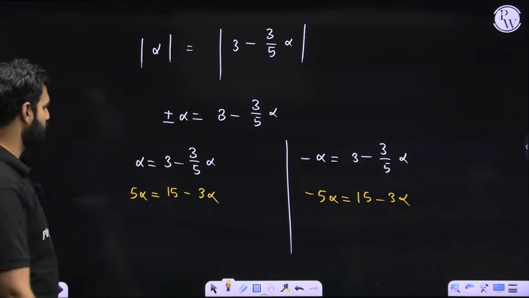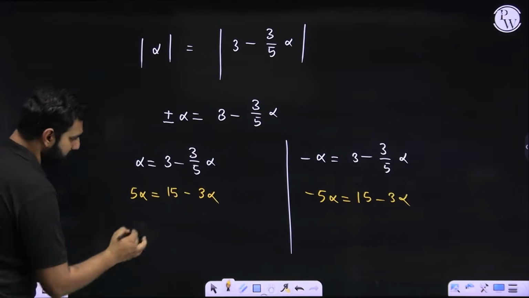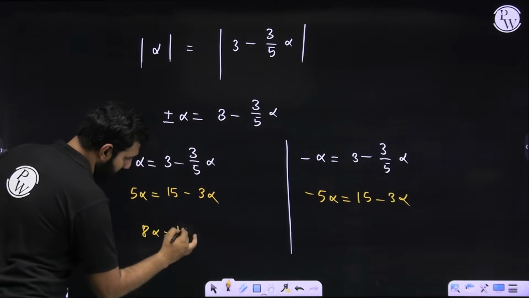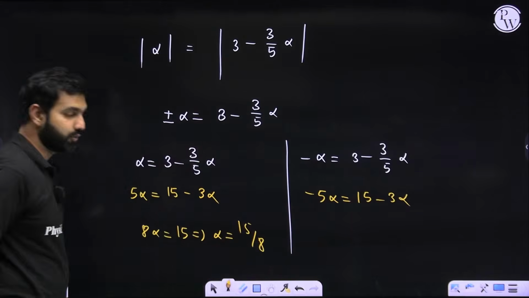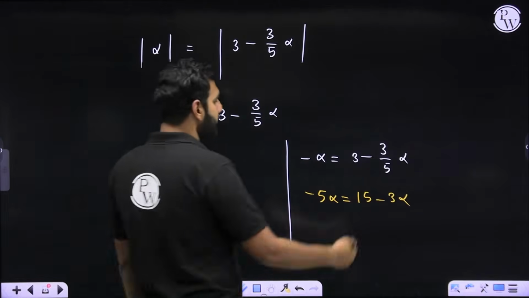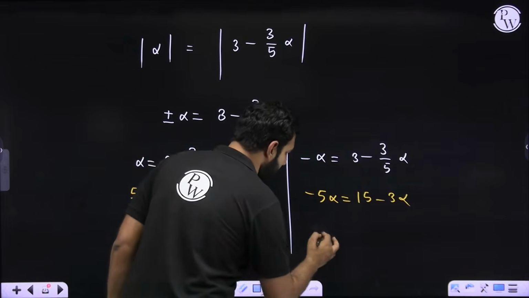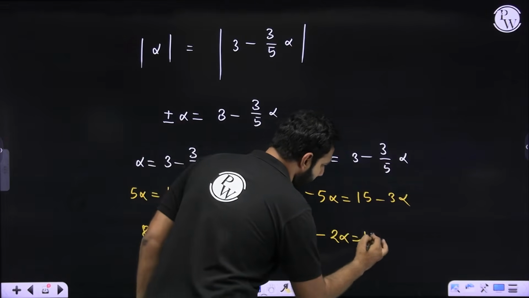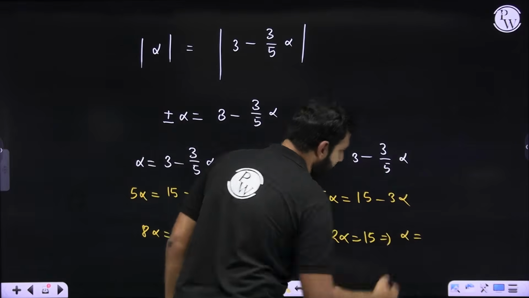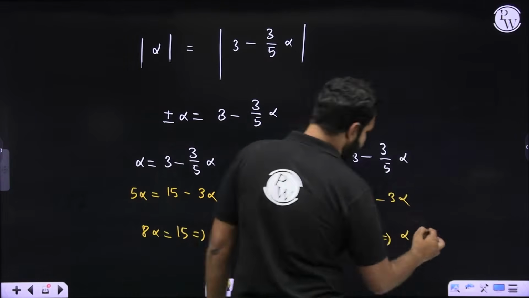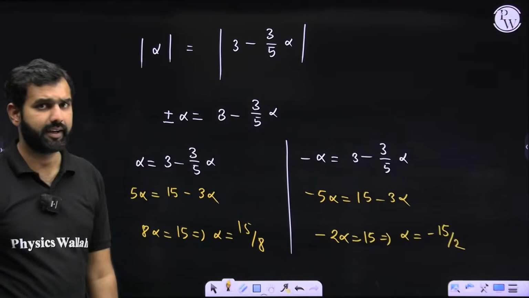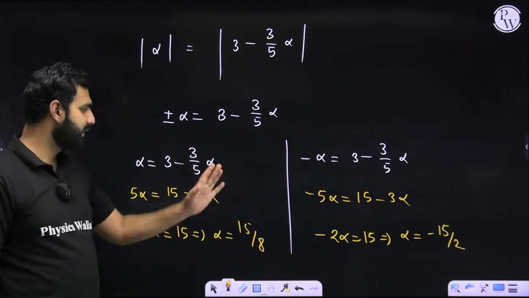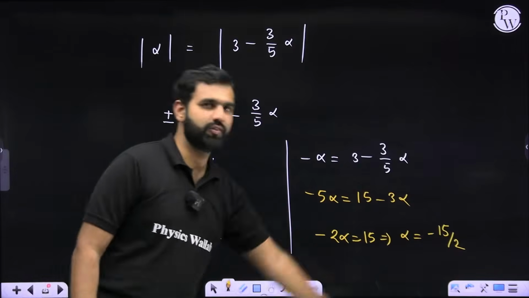I hope there is no confusion on that. 3 alpha when brought here becomes 8 alpha, which is equal to 15. And from here, I get alpha as 15 by 8. I hope there is no doubt on that. When I bring 3 alpha on the other side, minus 5 alpha plus 3 alpha is minus 2 alpha, which is equal to 15. So from here, I get alpha is equal to minus 15 by 2. I hope you are understanding it very clearly, that alpha will be either 15 by 8 or minus 15 by 2.